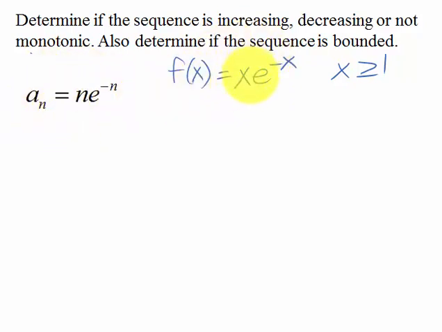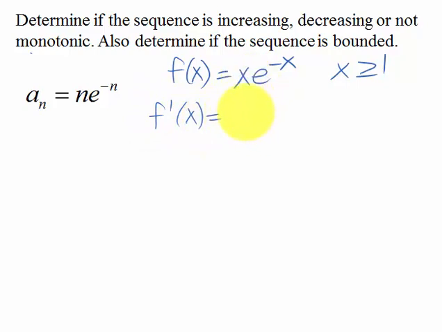So if we put 1 in this function, we get the same thing as the first term of this sequence, and 2 in here the same thing, and so forth. And so whatever this function does when x is greater than or equal to 1 is what the sequence is going to do as we look at those integer values of the function. So let's go ahead and take a derivative and see what's going on here.